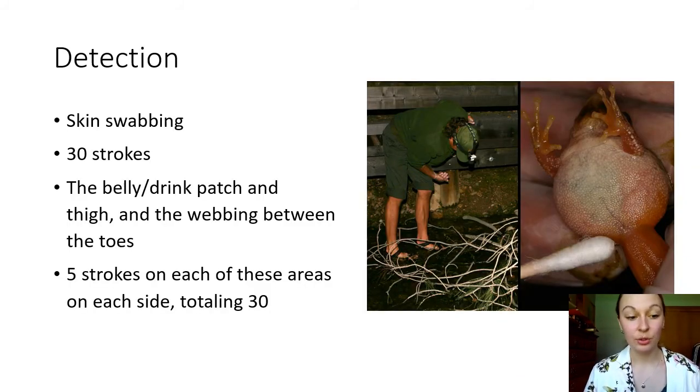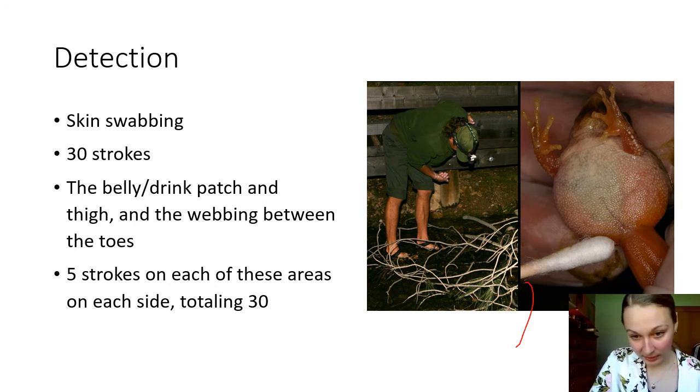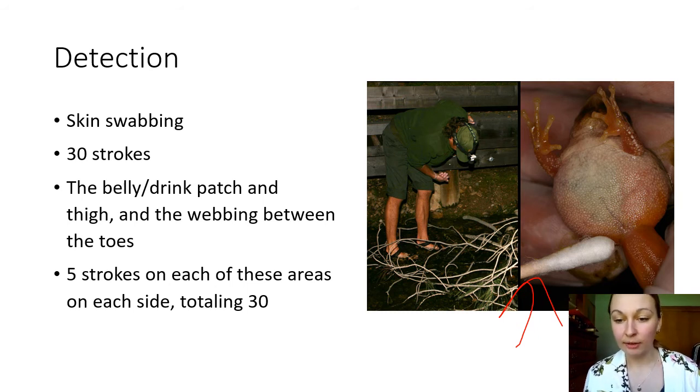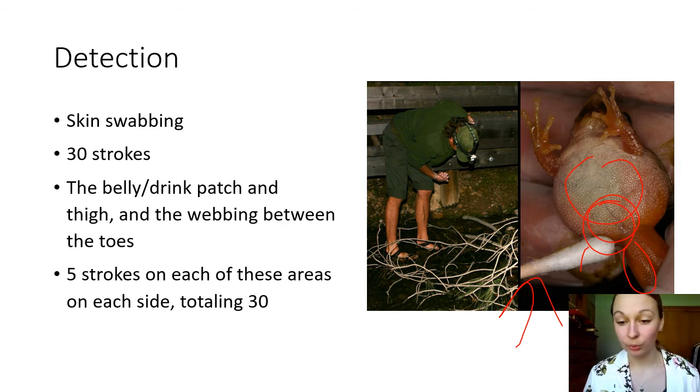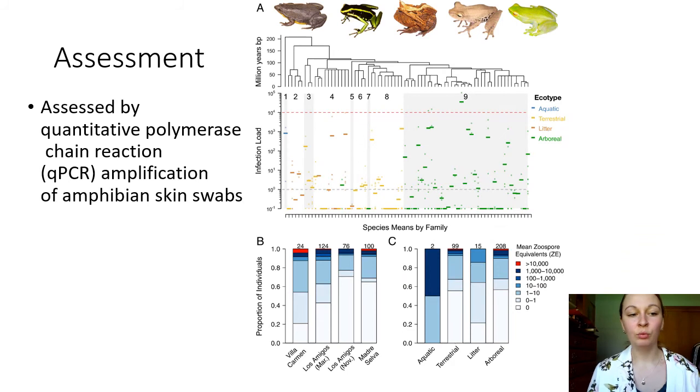Scientists use skin swabs to detect this. This is done with a cotton swab-like instrument, and they do about 30 strokes on every individual that they test, focusing on the belly, specifically the drink patch area, both thighs, and then the back toes. They do about five strokes on each of those locations, and then they run a qPCR. They amplify the protein that they find, and then with that they are able to calculate about how many zoospores that individual has.